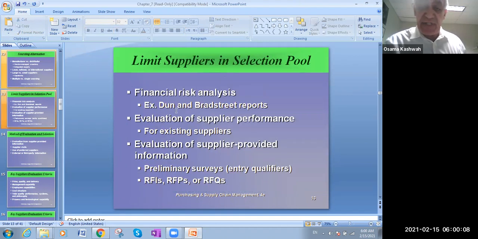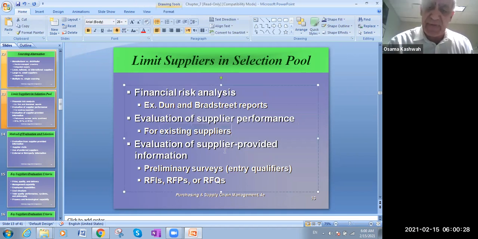Limit suppliers and selection pools also. You have to limit them. You know in the market there are 300 suppliers, but you only need to screen them until you have 5 in front of you. You will choose from these 5. Financial risk analysis, evaluation of supplier performance, evaluation of supplier-provided information based on the information which you had about the supplier, and based on the surveys and the research which you do.